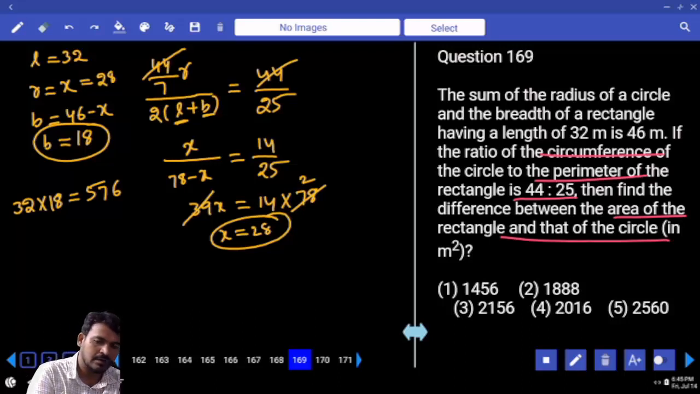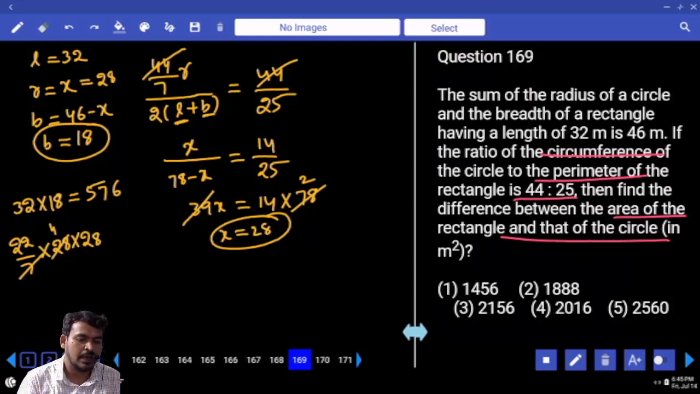Again, we require the circle area. What is the circle area? Pi r square, which means 22/7 into r square. What is the r value? 28 into 28. 7 goes how many times? 4 times. 22 times 4 is 88, into how much value? 28. What is the radius we are getting? 28. 4 times, 16 times. What is 16 into 616?